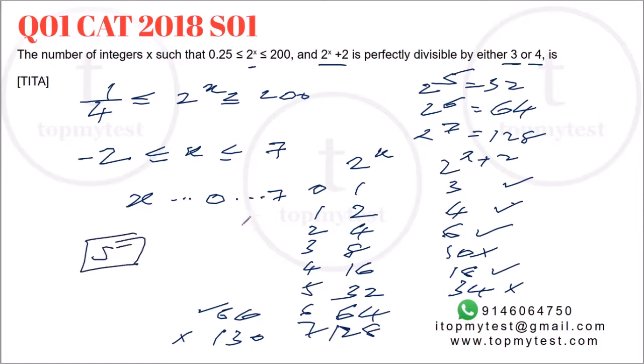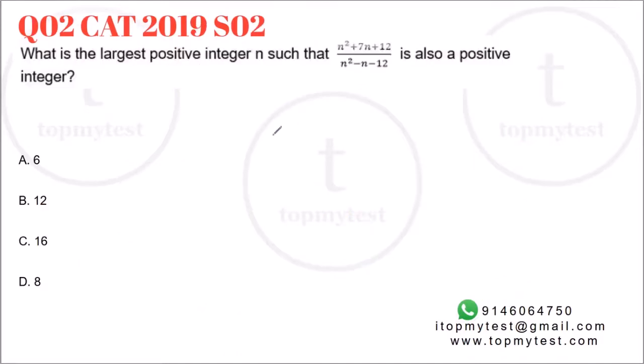In an exam situation, this takes under 2 minutes to solve. The next question is from CAT 2019 slot 2. This seems like an application of the wavy curve method, but before you jump into it, there are options given to you and we just need to find one value.